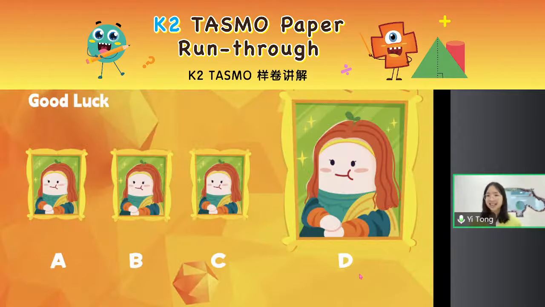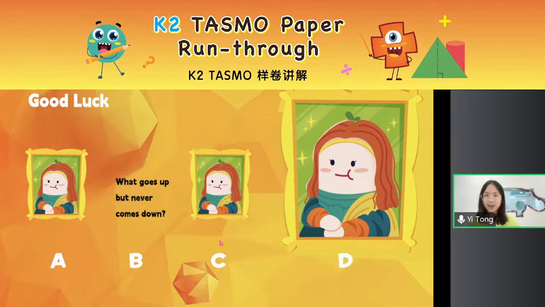Now, lucky dip. Do you still remember our Mona Lisa pip? So, which one do you want to choose? Okay, let me have a look. All right. Oh, so many people choose. Okay, so let's see. Which one do you want to choose? Yes. So let's choose B. What goes up but never comes down? What is it? Oh, I see a lot of answers already.